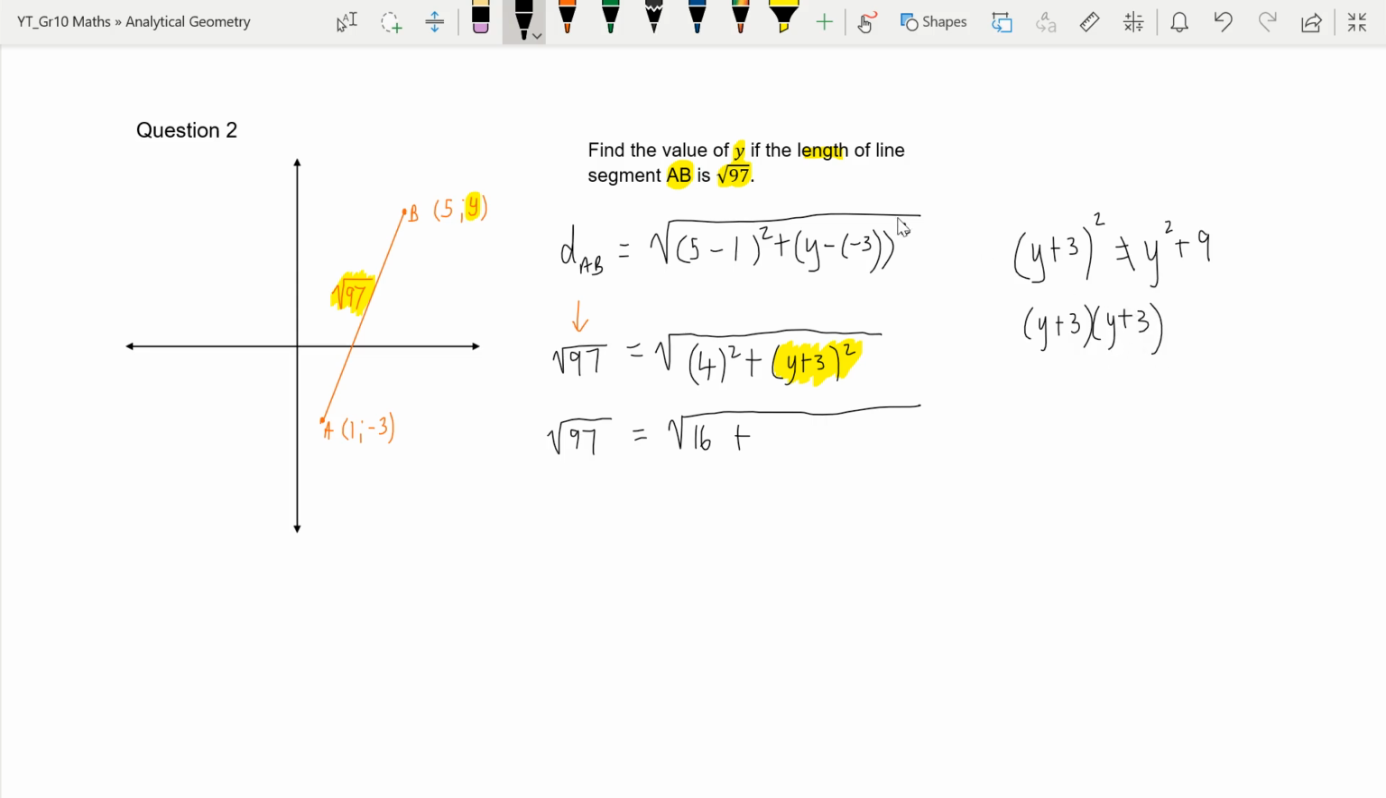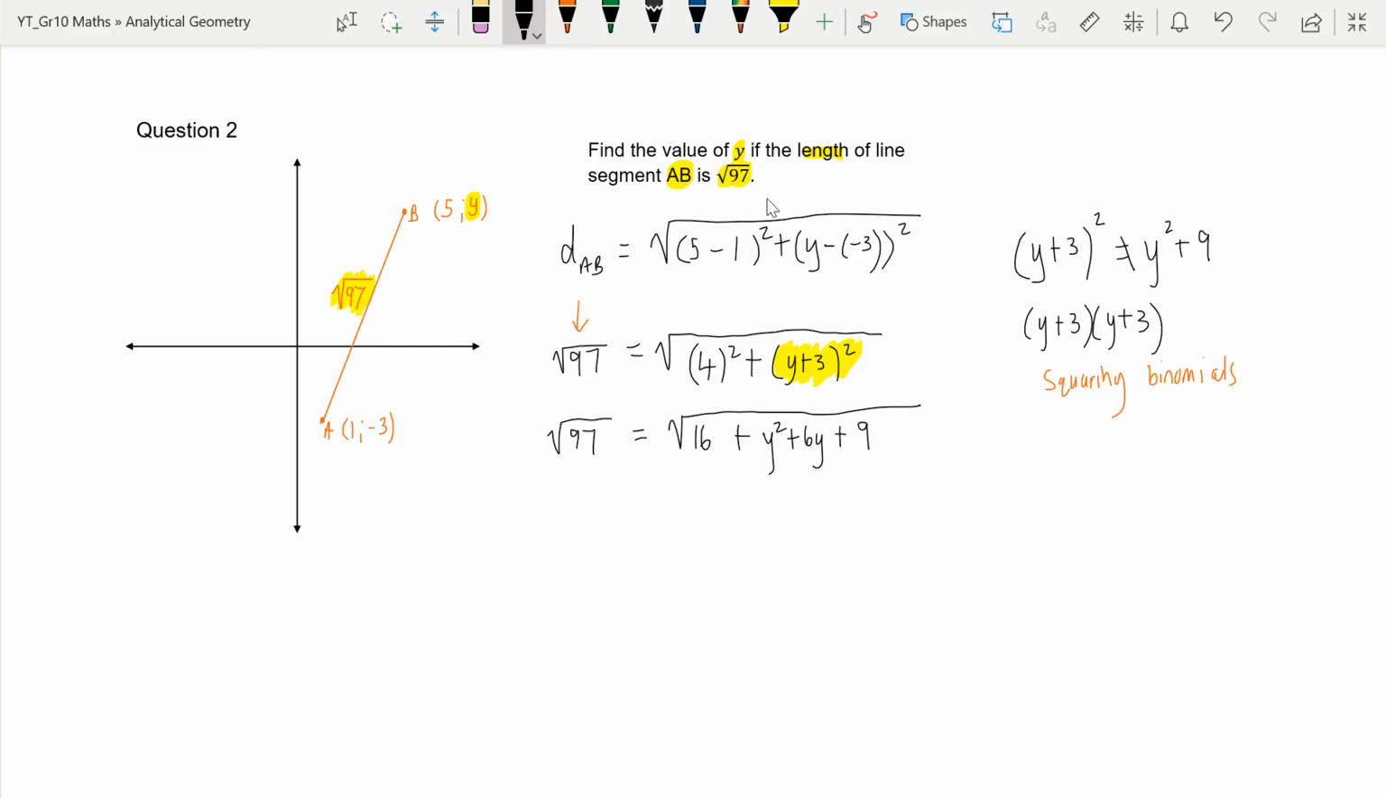If this is something that you're feeling a little bit unsure about, then you need to check out the video on squaring binomials. We don't want silly algebra errors to get in the way of you doing well with your analytical geometry section. Okay, so if we do that, we're going to get y squared plus 6y plus 9.